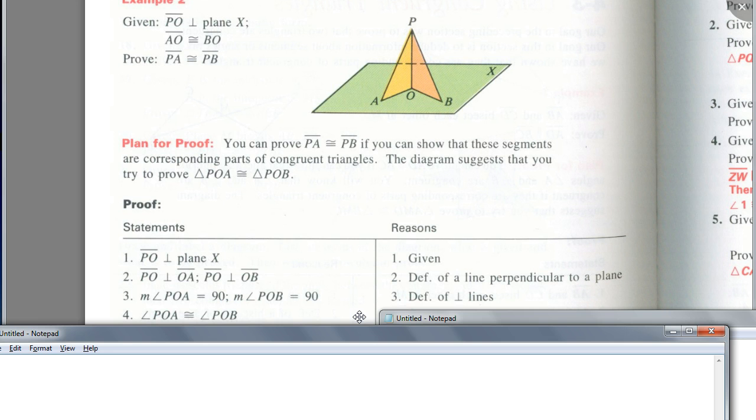Wait, don't we have to say something about AO? Yeah, we'll do that in a minute. But since we said that they're perpendicular, we said that they're 90. What we're trying to establish is that POA is congruent to POB. And like I said before, just because the line and the plane are perpendicular, you can't just go from the first line to the fourth statement. You have to say all these things in between. Now, what's the reason, Jonathan, that they're congruent here? Because these two are 90, so it's because of the definition of congruent angles.